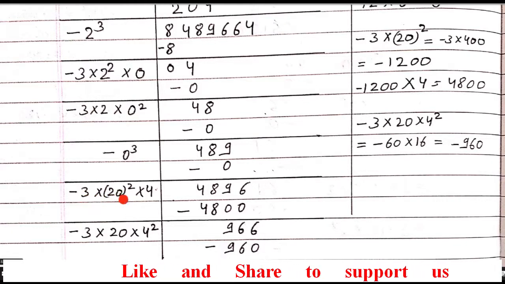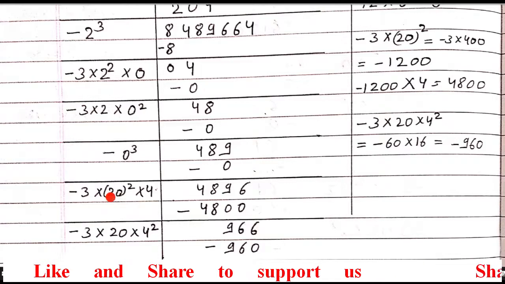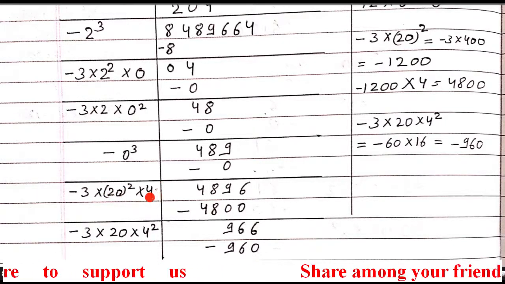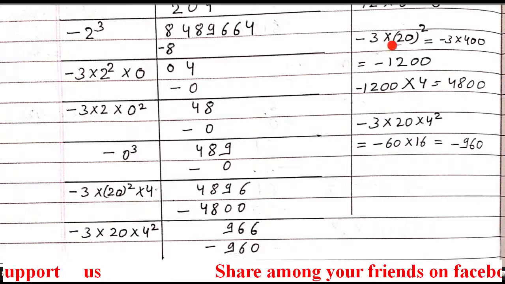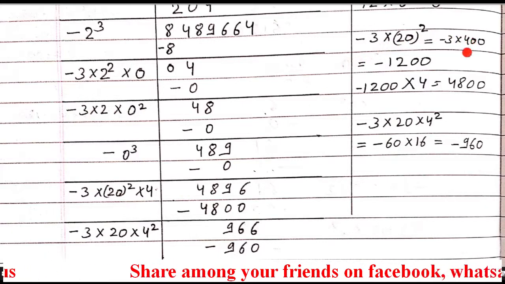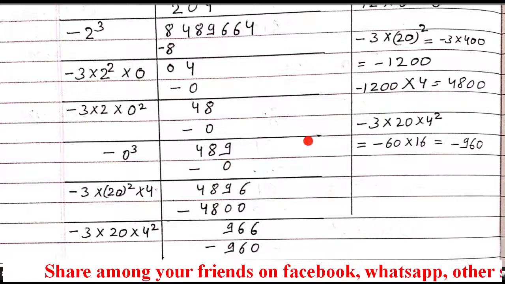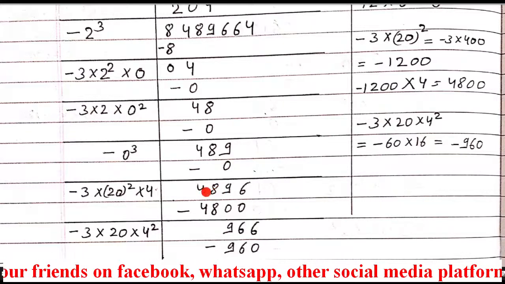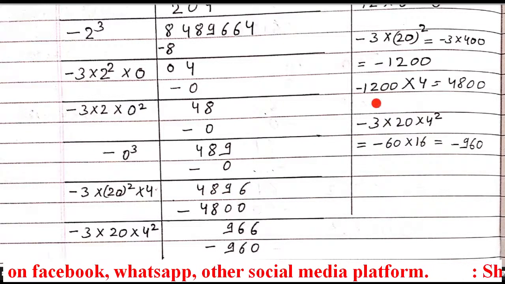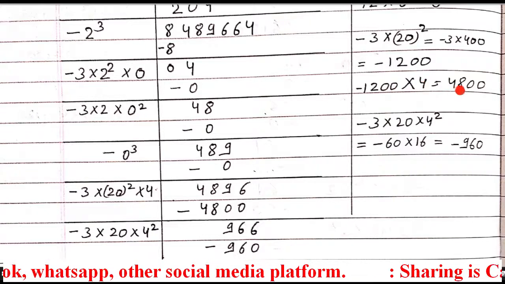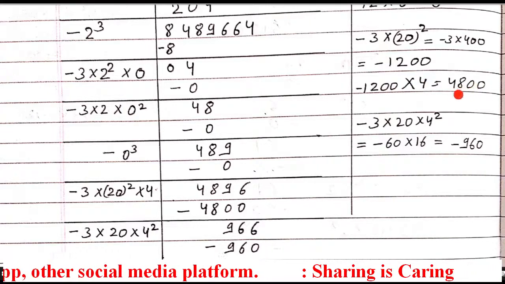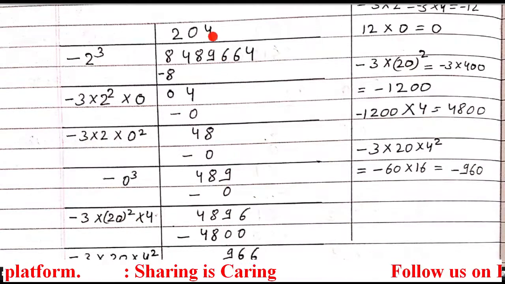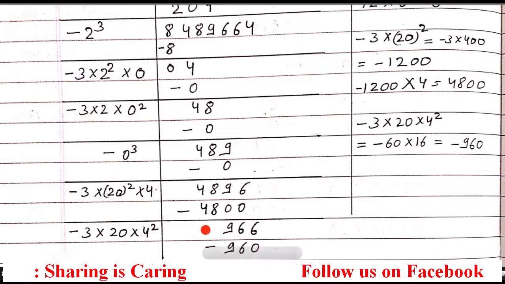So now here we will multiply 3 into 20 square, whatever be the product. After finding that, we will think which digit will come here. So just see here, I done here 3 into 20 square, that is 3 into 400, 1200. Now we have to think that 1200 should multiply by what number to obtain 4896 or less than that. So 1200 multiplied by 4 is 4800. So which number we selected here? 4. So write here 4 and enter in the answer section also 4 here, and subtract them.